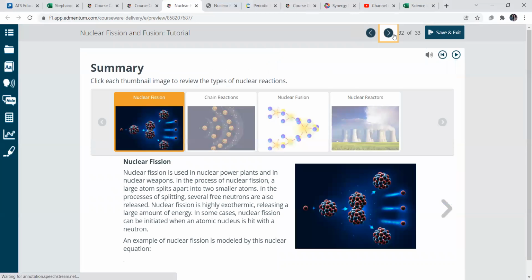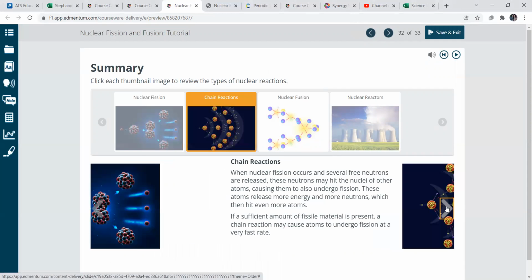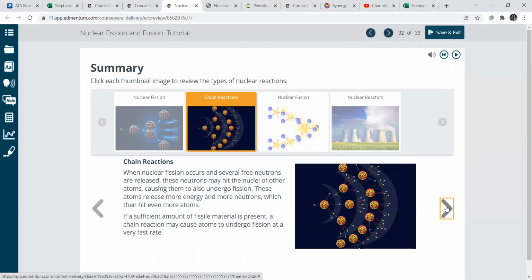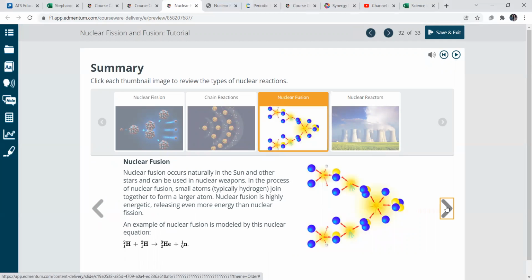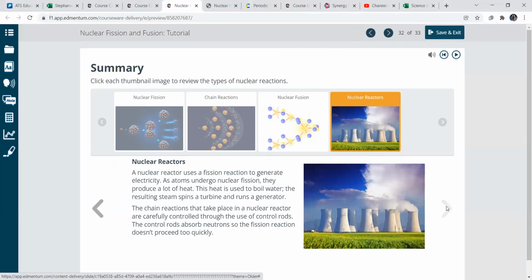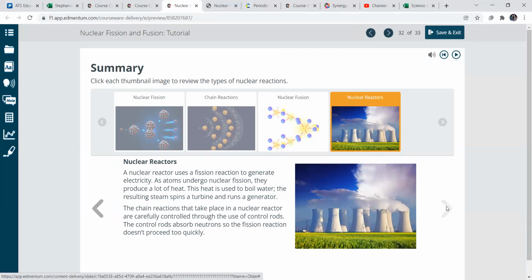Okay, summary. Hopefully that gives you just a little bit better of an understanding. We'll just go through these real quick here. Chain reactions would occur when several neutrons are released, and that's what nuclear fission would require, a chain reaction to happen. You're releasing something, and boom, boom, boom, everything is splitting apart, falling apart, something like that. So that would create a chain reaction. Nuclear fusion occurs when things are moving together and fusing together. And then reactors, we talked about generating electricity and other stuff like that. So hopefully that gives you just a little bit better understanding.